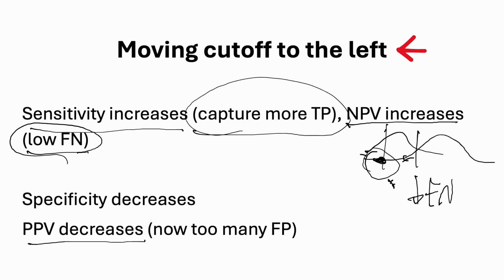On the flip side, your specificity will decrease and your positive predictive value will also decrease because you have a lot of false positives. And with the specificity, you have a lower threshold, so you're going to call a lot more things positive here that you wouldn't have otherwise called positive.